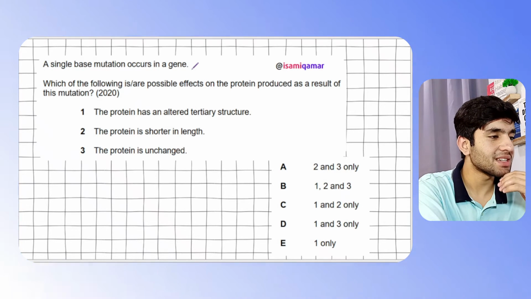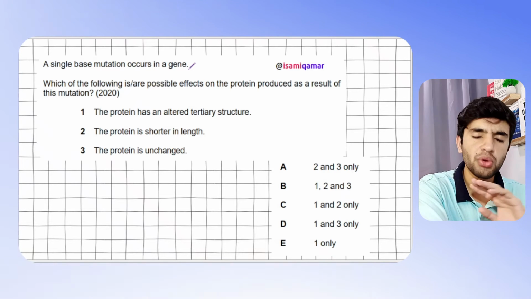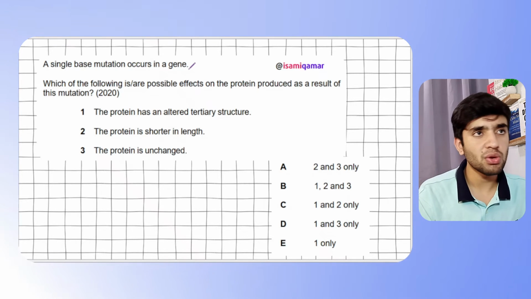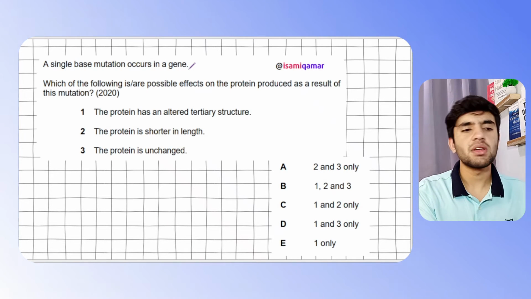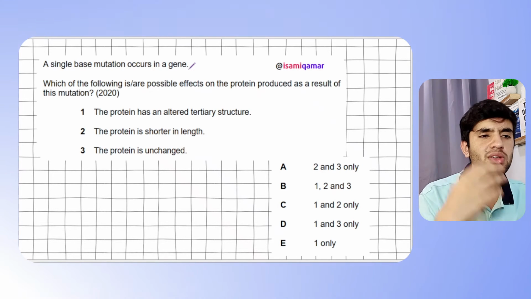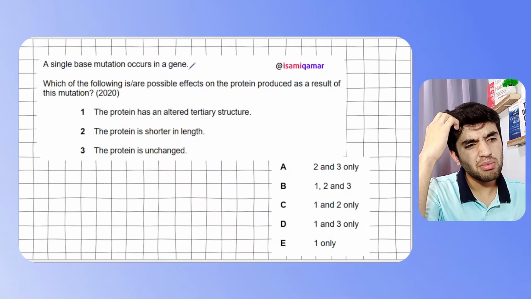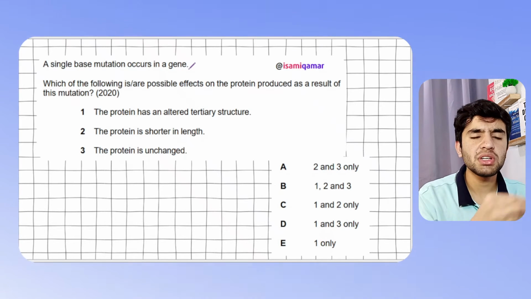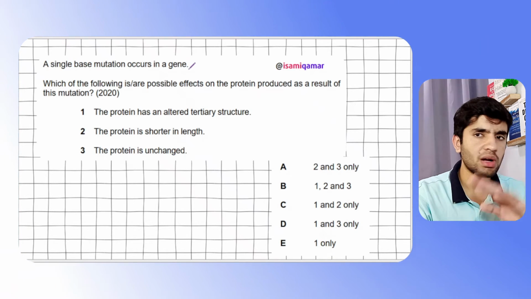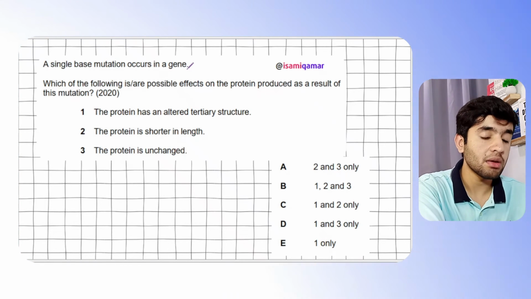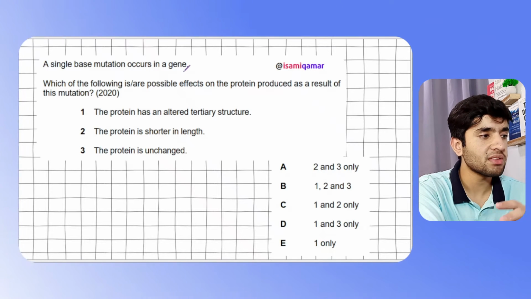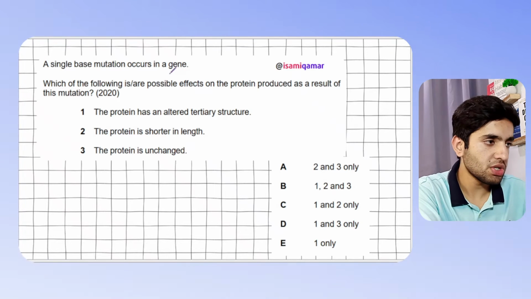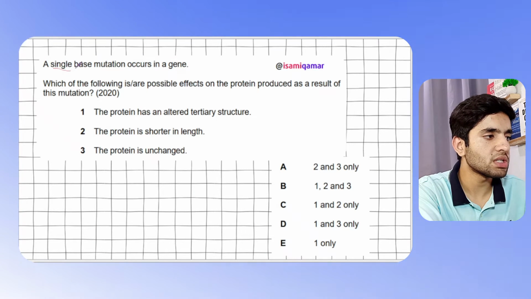Okay, a single base mutation occurs in a gene. Mutation is a very lengthy chapter that you have to cover, because there could be an important question from it. There is trisomy, point mutation and substitution, and there is deletion, inversion, insertion and all those things. You have to study and remember them. So a single base mutation occurs in a gene, and a single base mutation is also called a point mutation.